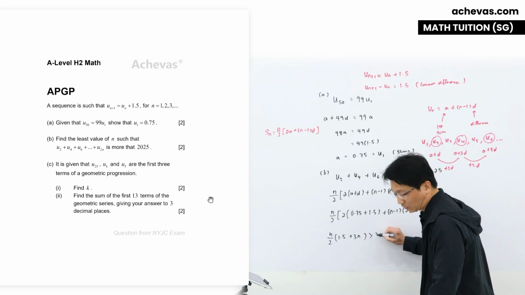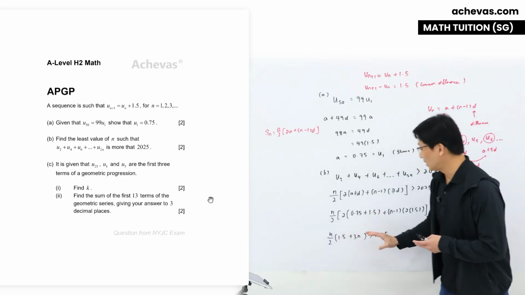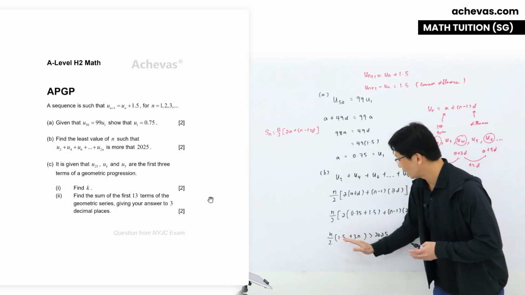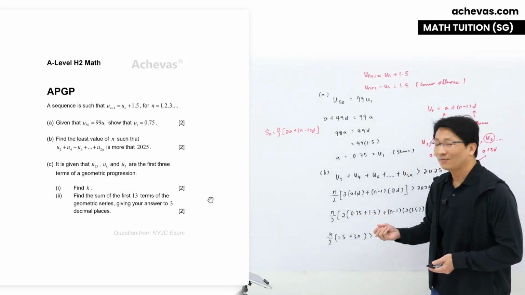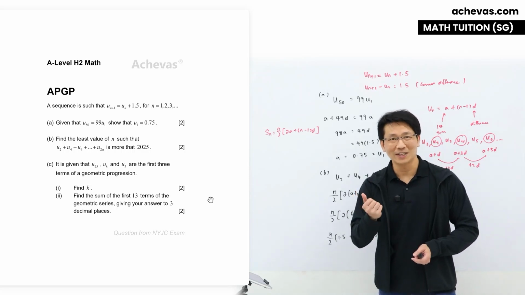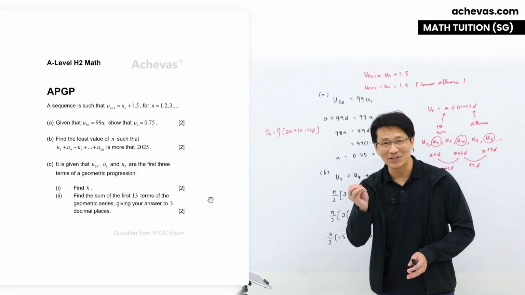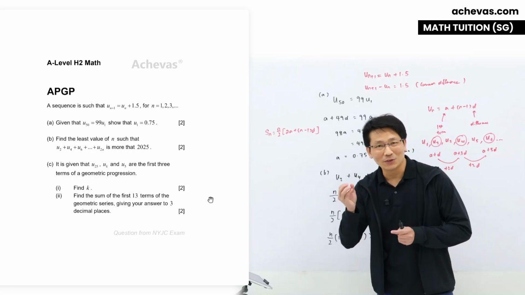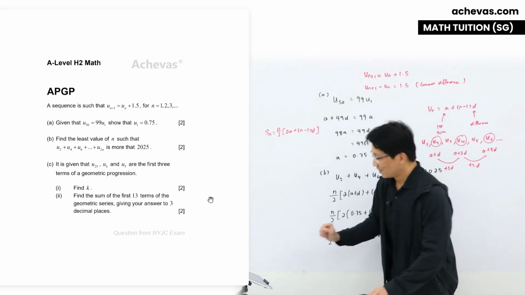Solving this expression, I will end up with n over 2 bracket 1.5 plus 3n greater than 2025. We are supposed to solve this expression, and this is a quadratic inequality. We can either solve it algebraically, but an alternative which I prefer is to make use of a GC. Since the unknown I'm solving for here is an integer value, I'm going to make use of the GC together with the table to search for our answer.